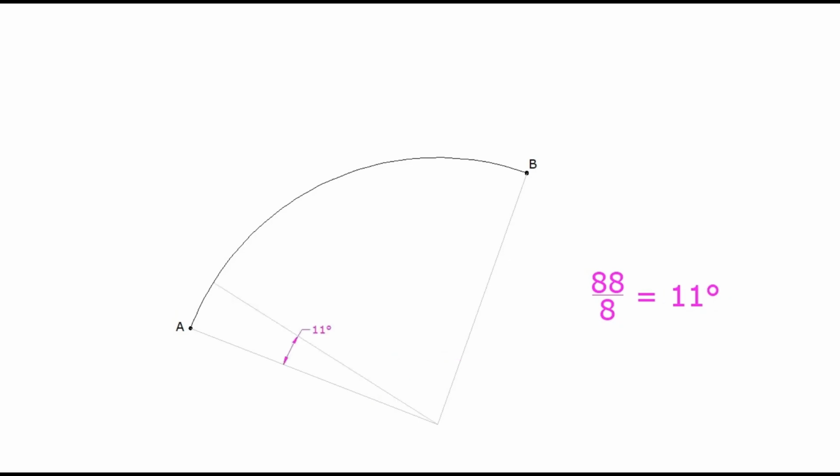Mark this angle from one chord of the arc. Draw a line through this and extend it to meet the arc. Now measure this segmental distance of the arc by a compass. With this distance, cut further points on the arc to divide it into equal parts.